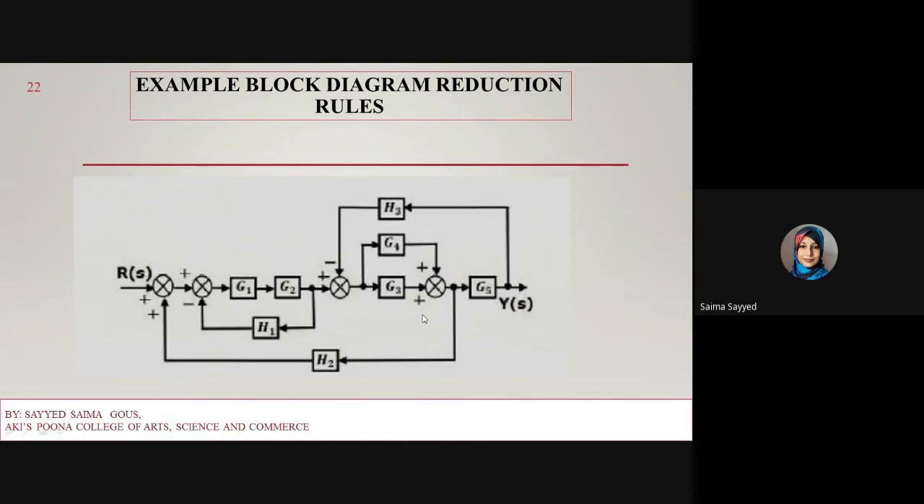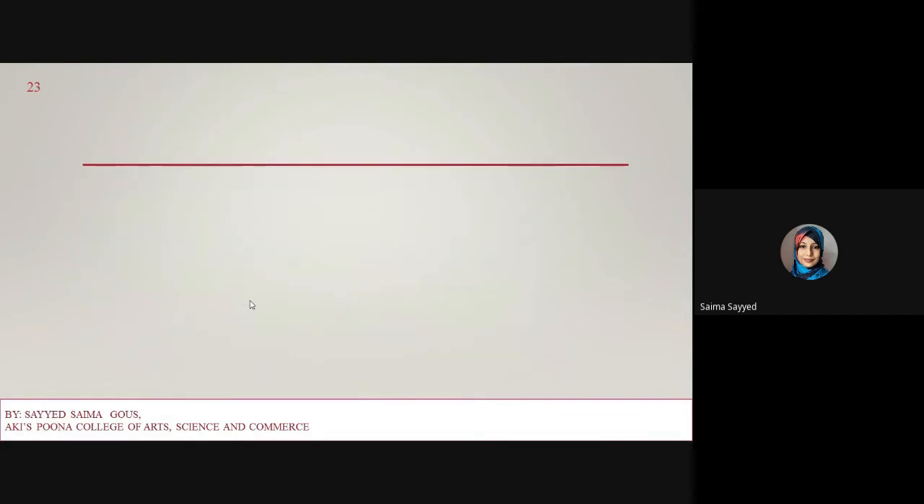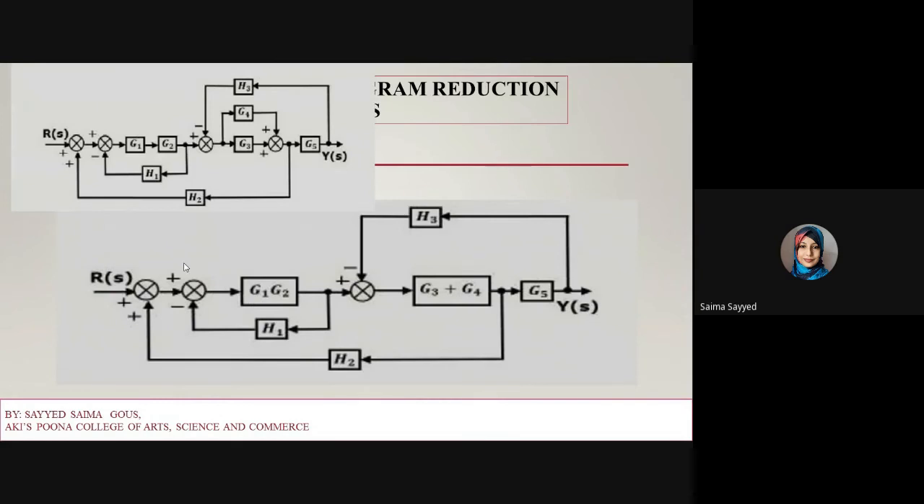We will see one example. This is the example. We have to reduce these blocks into a single block. So first check for the series combination. Yes, these two blocks, G1 and G2, are in series. When two blocks are in series, they are converted into a single block by multiplying them. So G1 G2 is converted into a single block, that is G1 into G2.